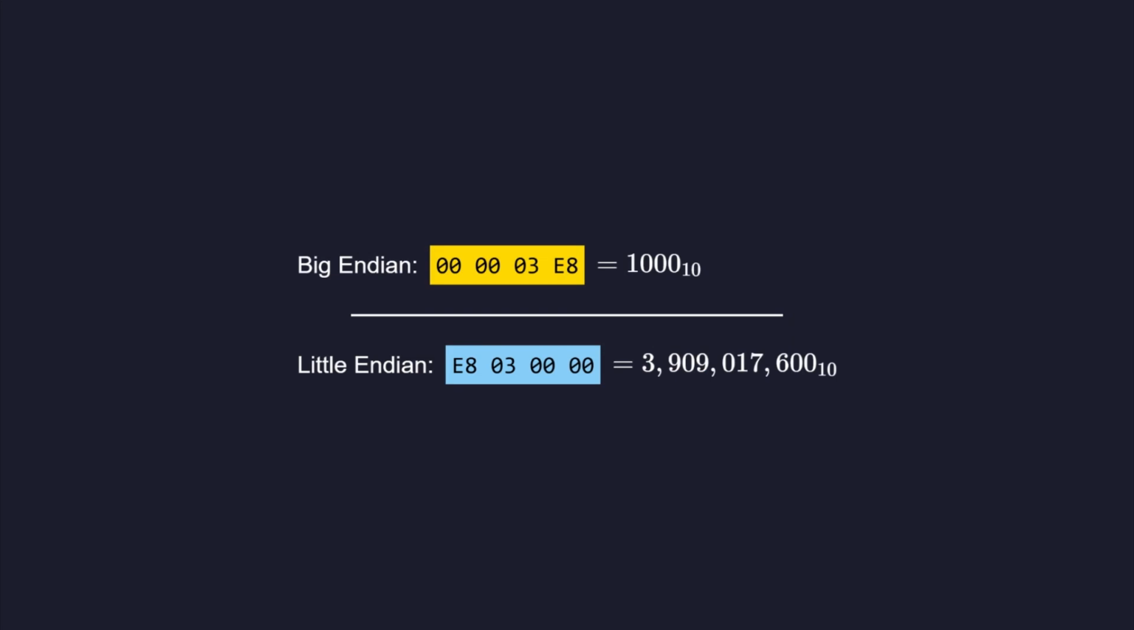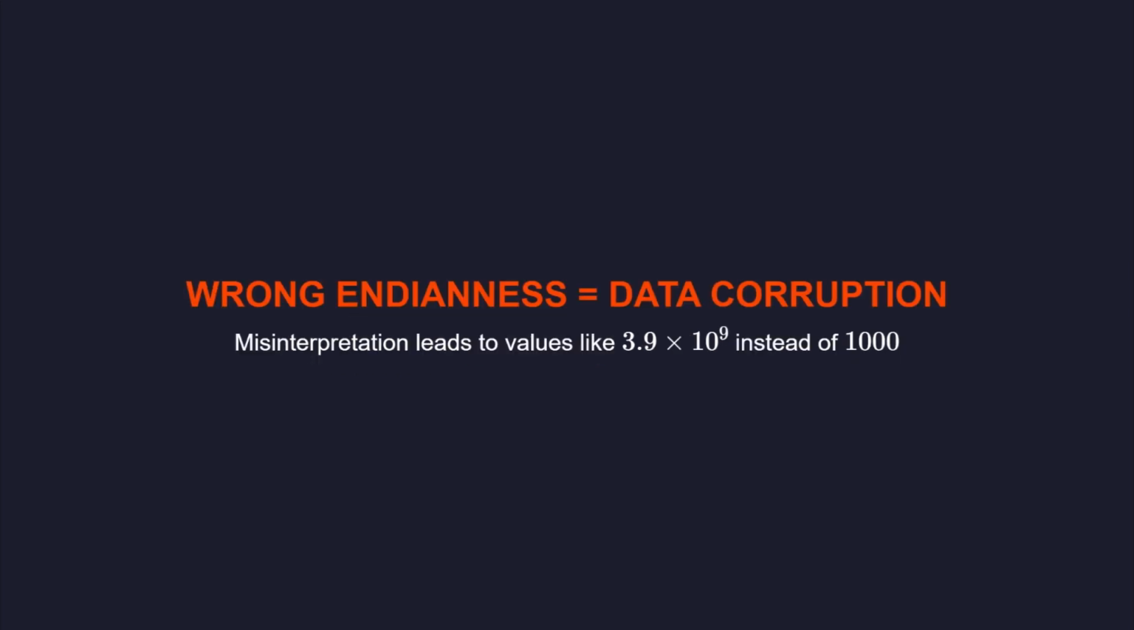Locate known integer constants like node counts to determine byte order. If a 4-byte integer representing 1000 appears as 000003E8, the file uses big endian architecture. Recognizing this early prevents fundamental misinterpretation of every numeric value in the binary block.